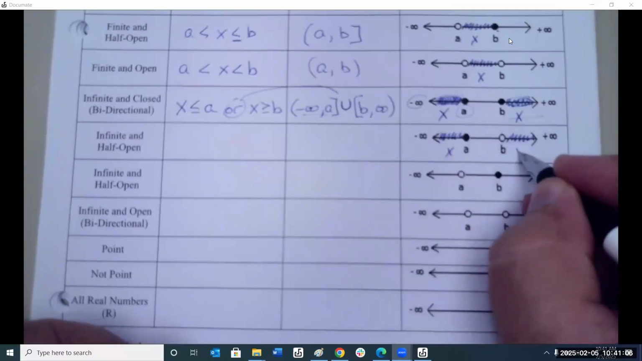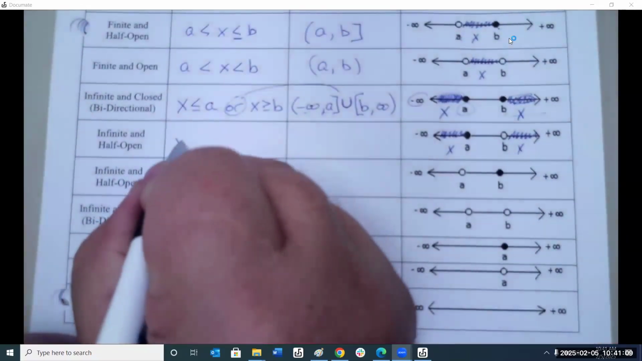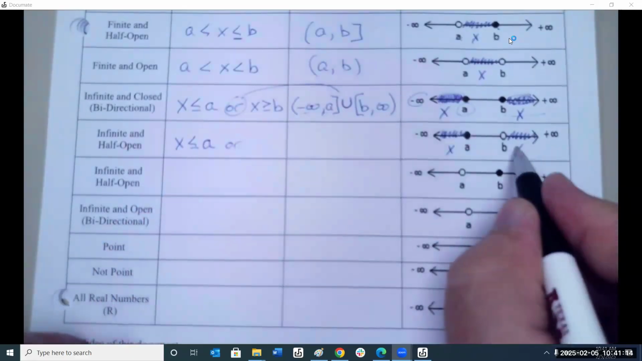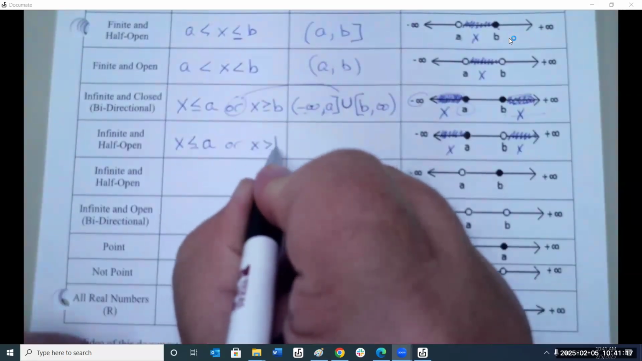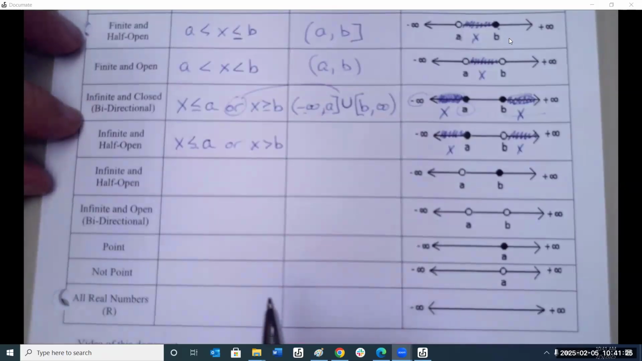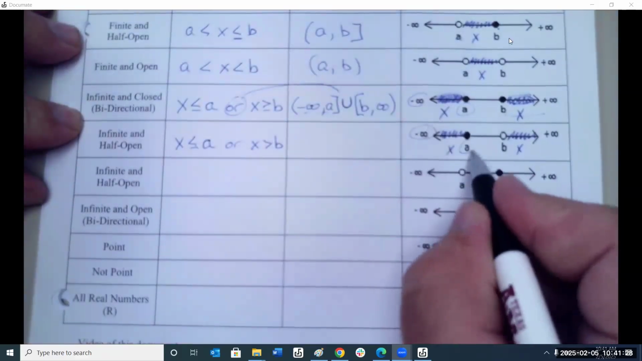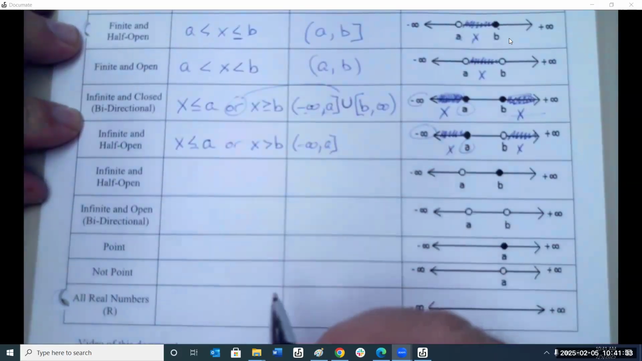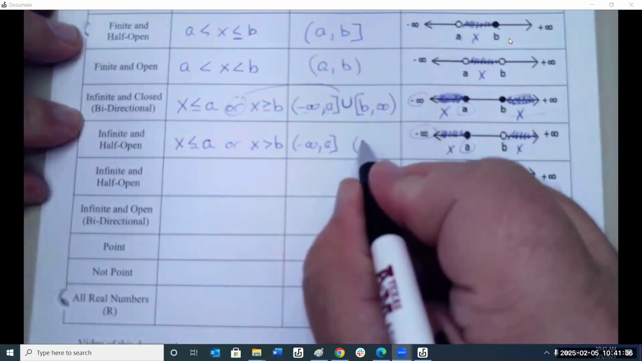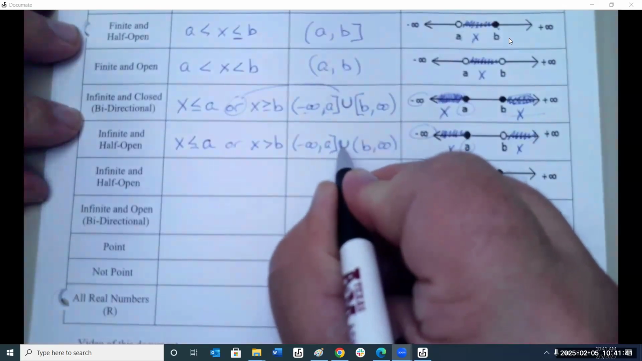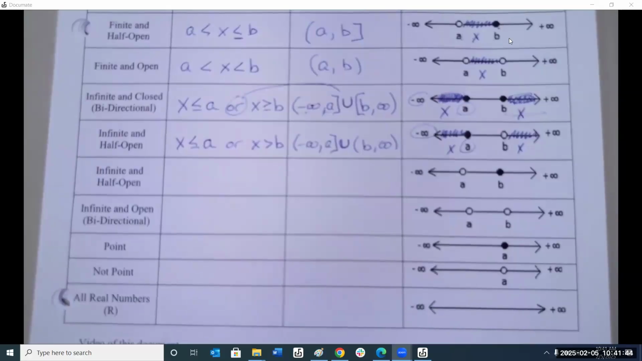So these are my X's. Again, X is less than or equal to A, or X is strictly greater than B. So I'm going from negative infinity to A, it's a bracket. Then I'm going parenthesis B to positive infinity. And I have a union there between them. Because it means or.